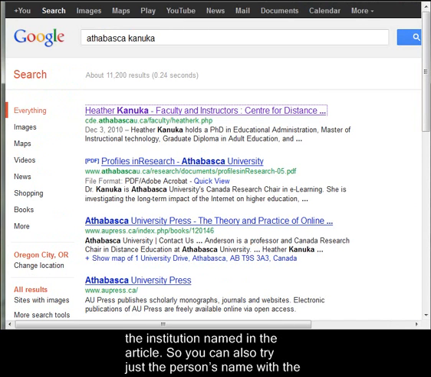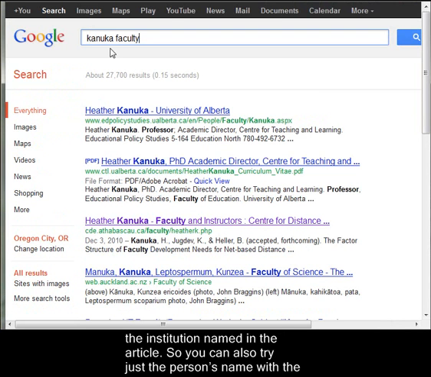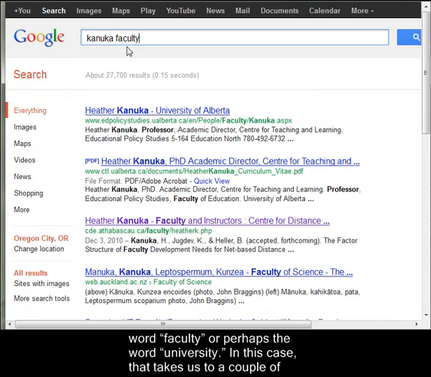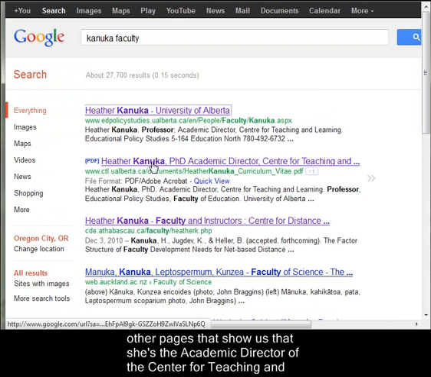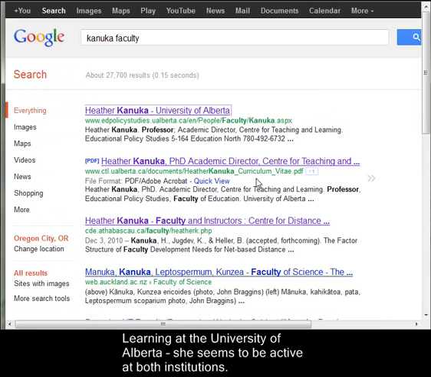Now that may not always work so easily because faculty do move around. They may no longer be at the institution named in the article. So you can also try just the person's name with the word faculty, or perhaps the word university. In this case, that takes us to a couple of other pages that show us that she's the academic director of the Center for Teaching and Learning at the University of Alberta. She seems to be active at both institutions.